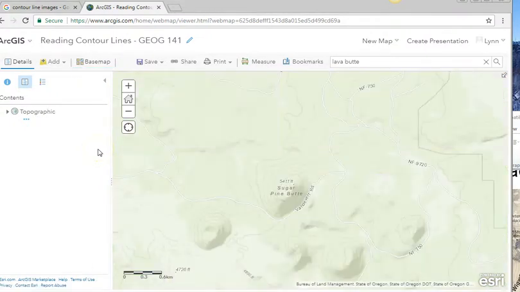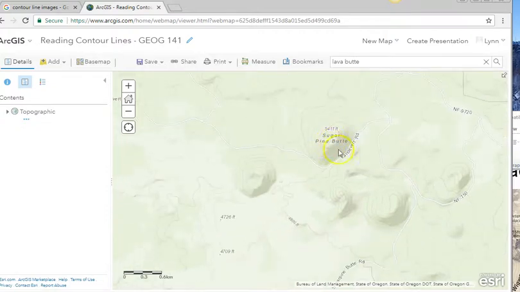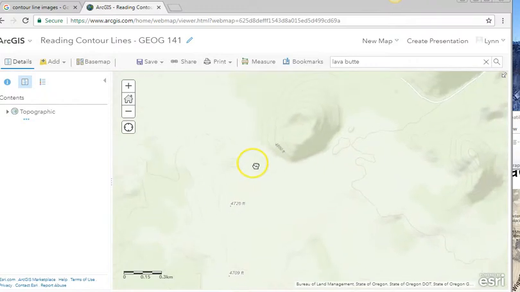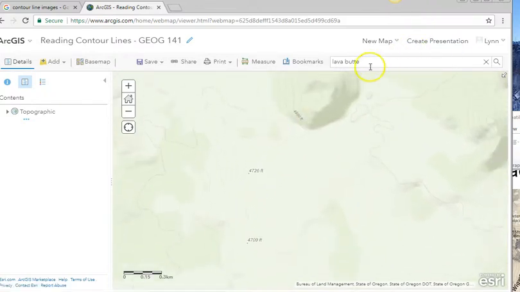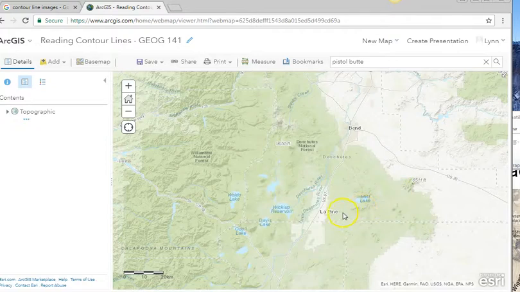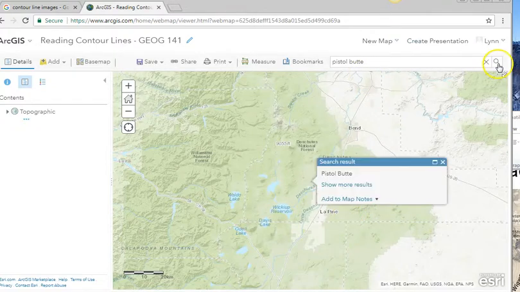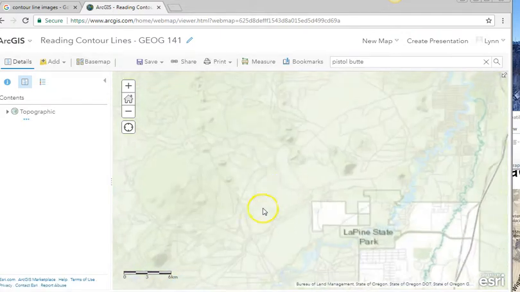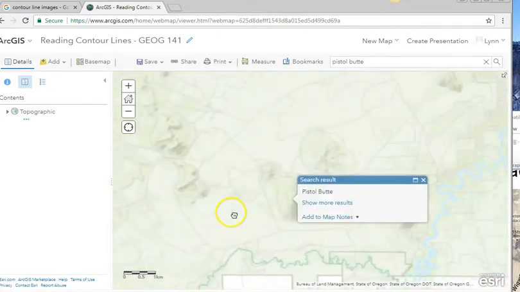The other base map that you may want to use, and I think actually a couple of them I have used this, has a different contour interval. And so let's see if I can go to Pistol Butte. There we go. Oh man, where is it? Oh, right there. Okay. So I'm going to zoom into Pistol Butte. Here we go.